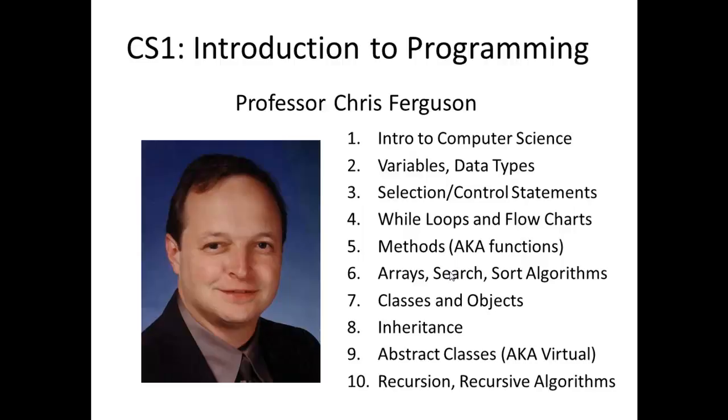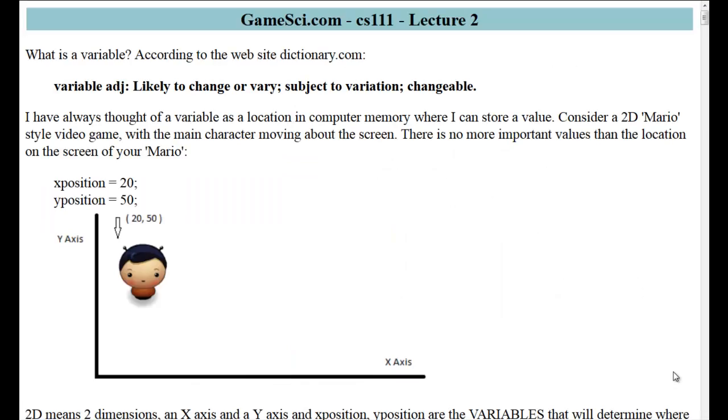GameSci is where we learn game programming and computer science at the same time. This is CS1, Intro to Computer Programming. This course is a series of 10 lessons, and this is lesson number 2, Variables and Data Types. Since we will be building a simple game piece by piece, it's best if you watch the videos in sequence. While we build a simple game, you will also learn object-oriented programming and the important concepts of computer science.